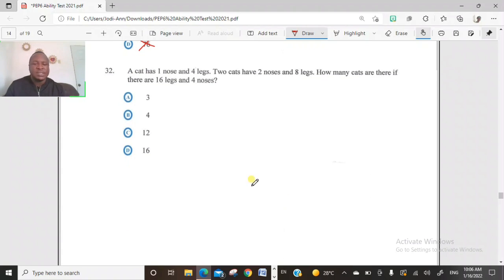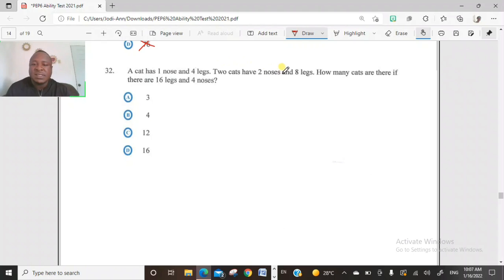It says a cat has 1 nose and 4 legs. So a cat has 1 nose, 4 legs. 2 cats have 2 noses. So just by reading this part, 2 cats have 2 noses and 8 legs, we can determine that for every cat, there is 1 nose. Right? So 2 cats, 2 noses. 1 cat, 1 nose, 2 cats, 2 noses. Without even looking at the legs, we know that 2 cats have 2 noses.